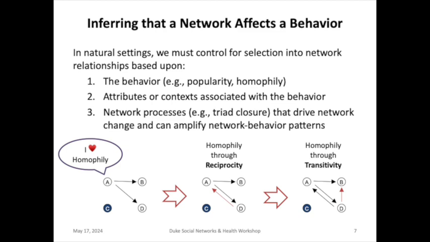A SIENA model can model the network as an outcome and the behavior as an outcome. Most people are interested in the behavior, so if we want to understand peer influence within natural settings, we need to think about how people selected into those relationships. And so the homophily is important. If popularity could be at work, we want to think about that. We want to control for that. So that's selection based upon the specific behavior that we are interested in. That's that reverse causality.